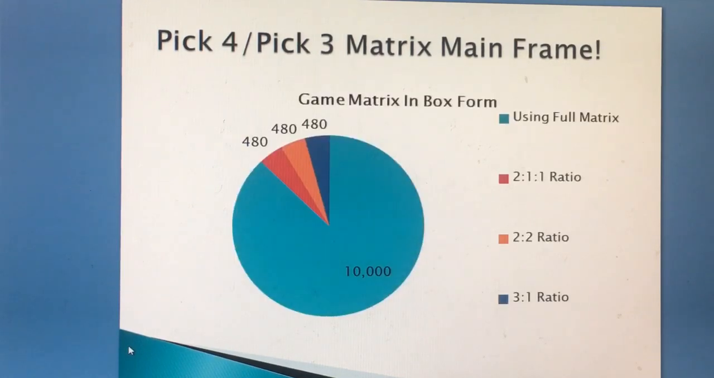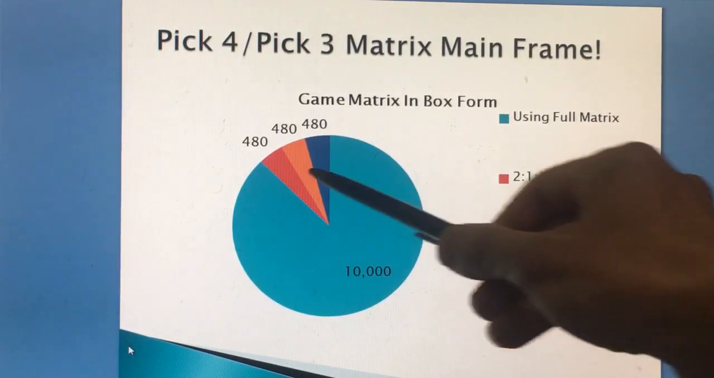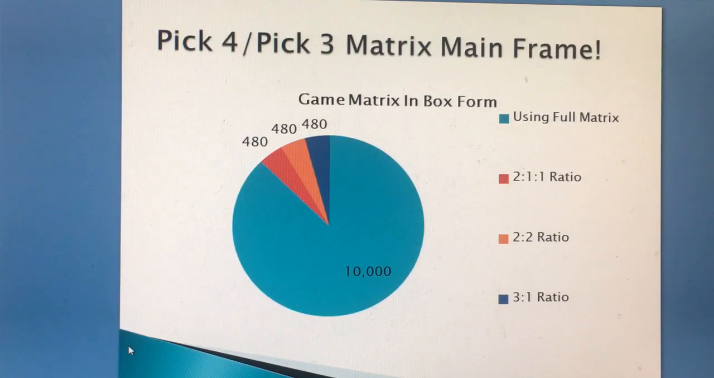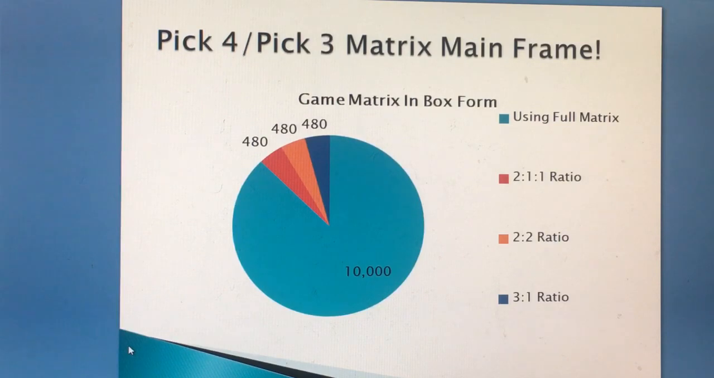And to give you a better understanding, the Pick 4 and Pick 3 total game matrix is 10,000 numbers, or a 2-1-1 ratio, which will only use 480 box combinations of the total 10,000 numbers. The 2-2 ratio, same thing, and the 3-1 ratio, also the same thing, using 480 combinations out of the total 10,000 combination matrix. So if you want to learn the full mainframe, or you want to get predictions using this mainframe for Mega Millions, Powerball, Pick 3 and Pick 4, email me for that. And 480 box combinations out of 10,000 will better your odds of hitting frequently during each week for both games.